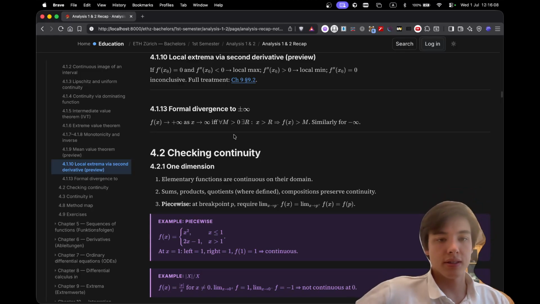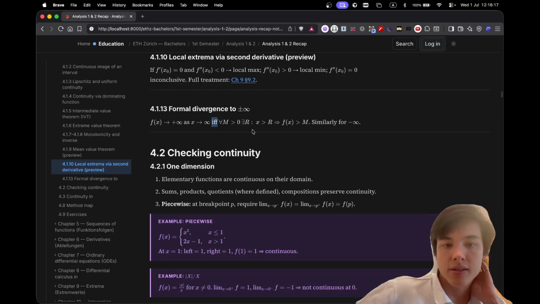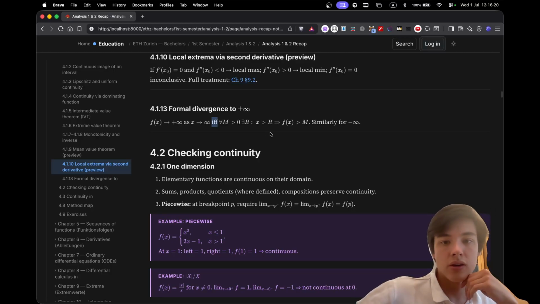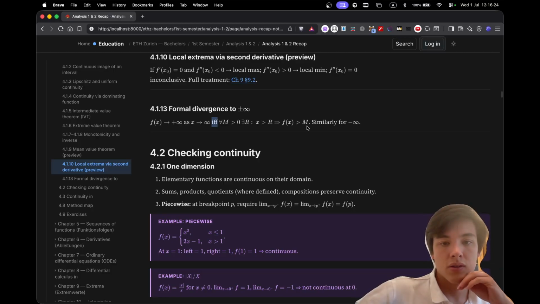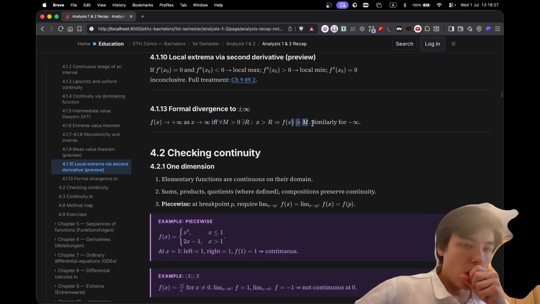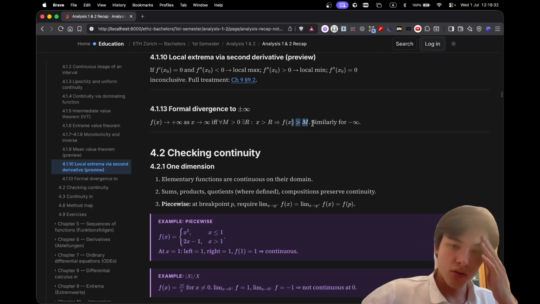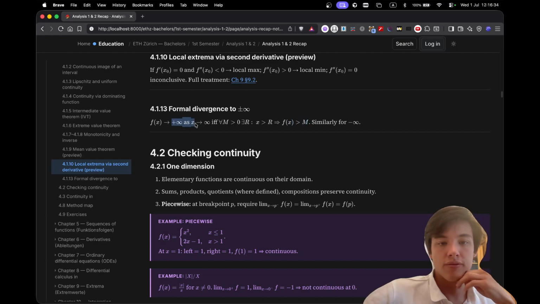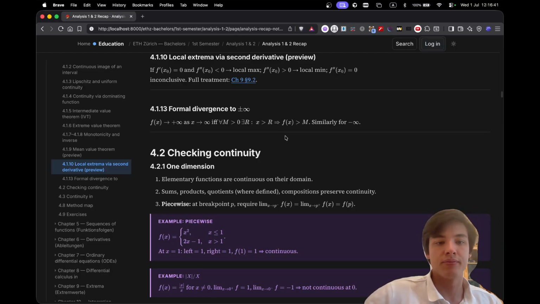Formal divergence. When x goes to infinity, and if for all M there exists an R, where x is greater than R, then f(x) must be greater than M. So you have it goes to infinity, then it just means, yeah, we can find a value where the function output would be larger than that value.